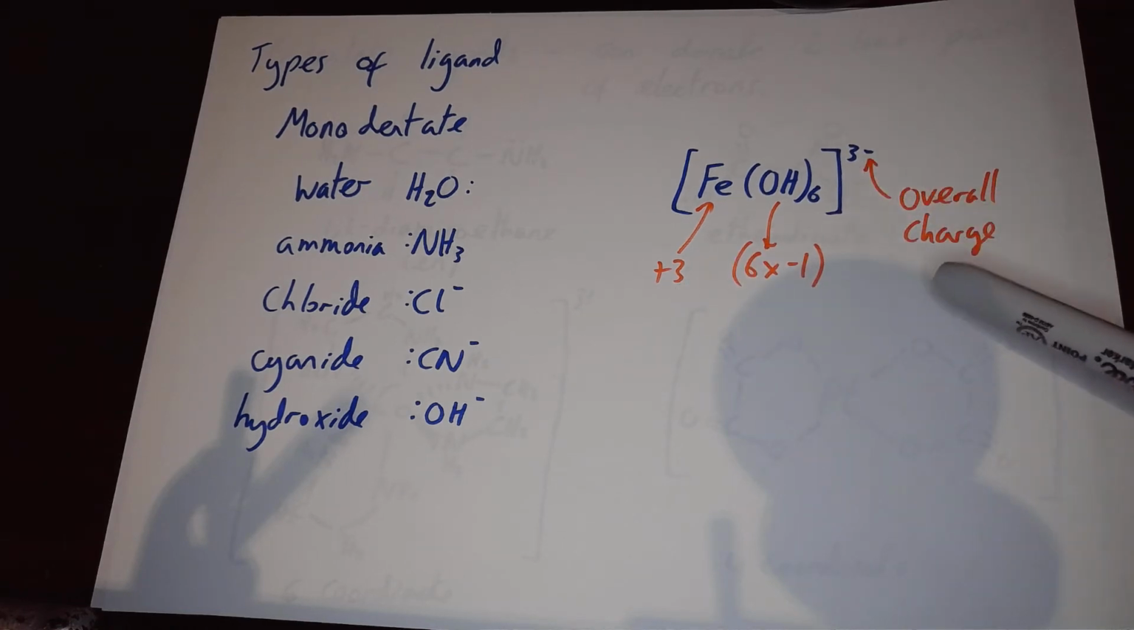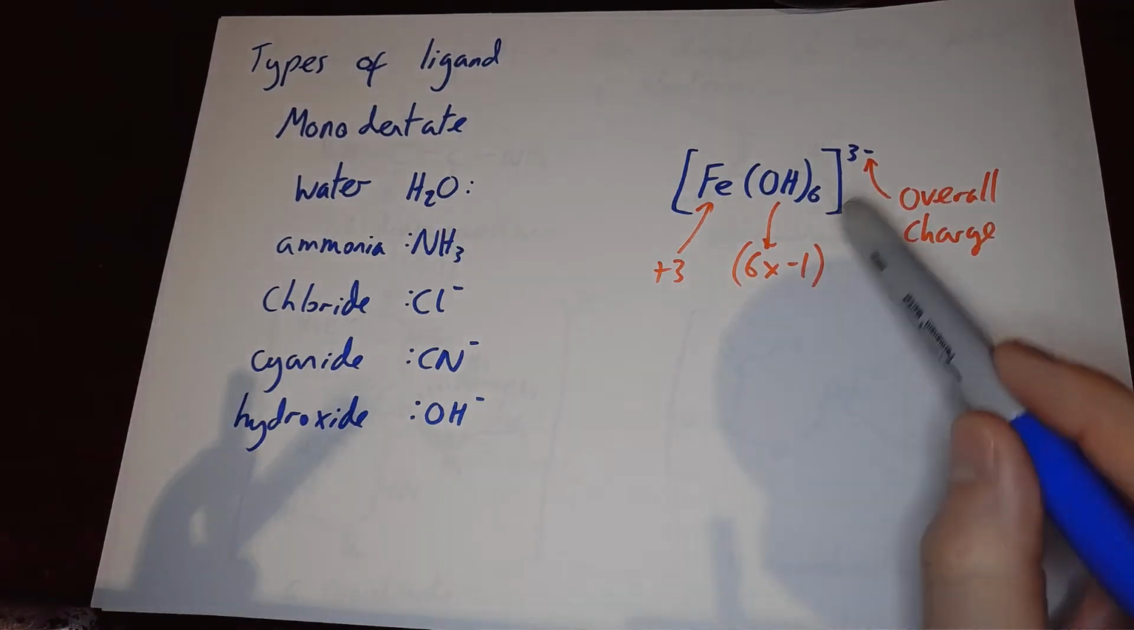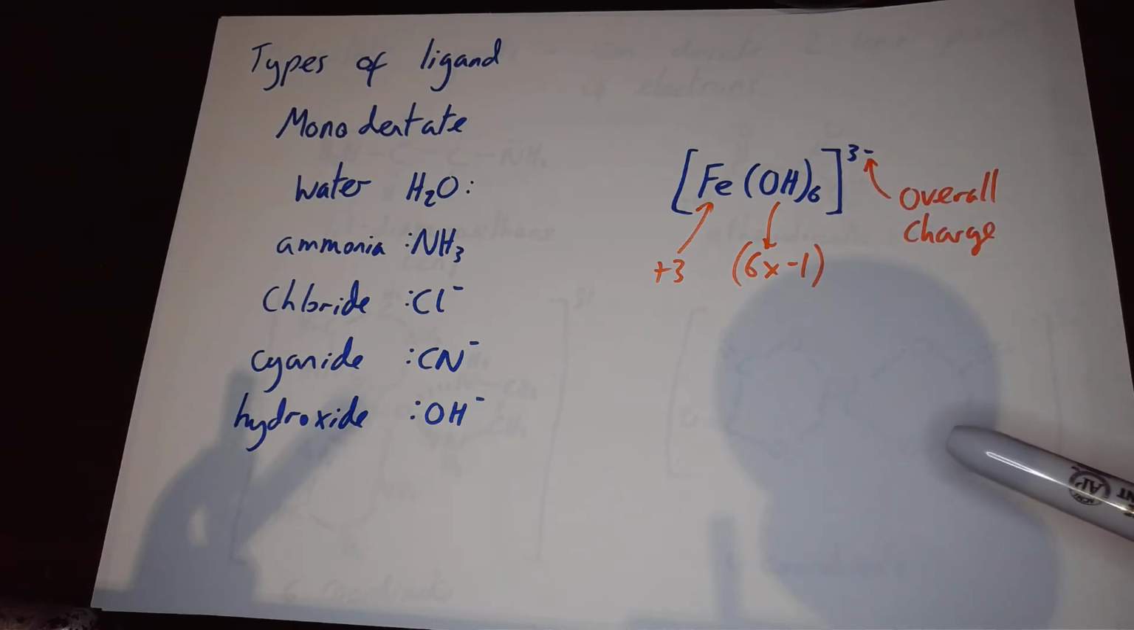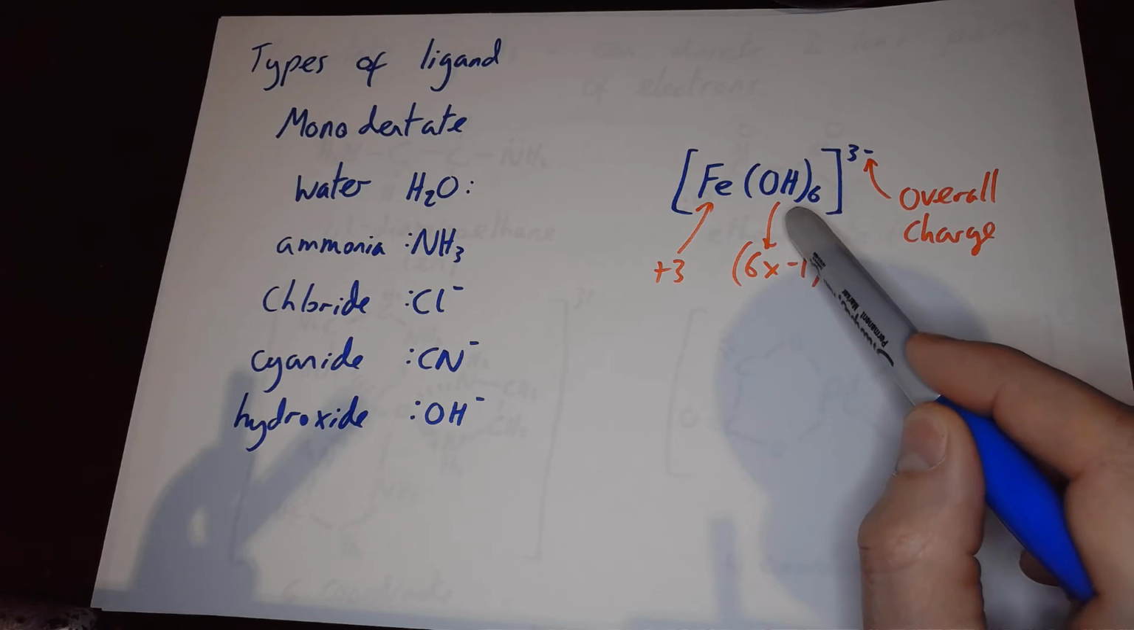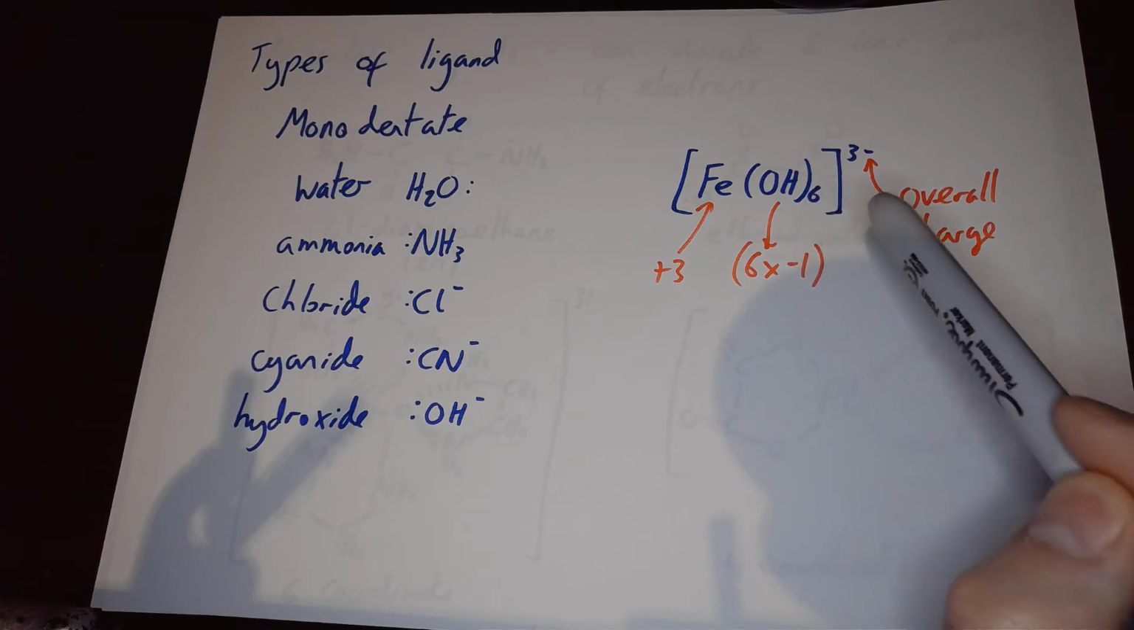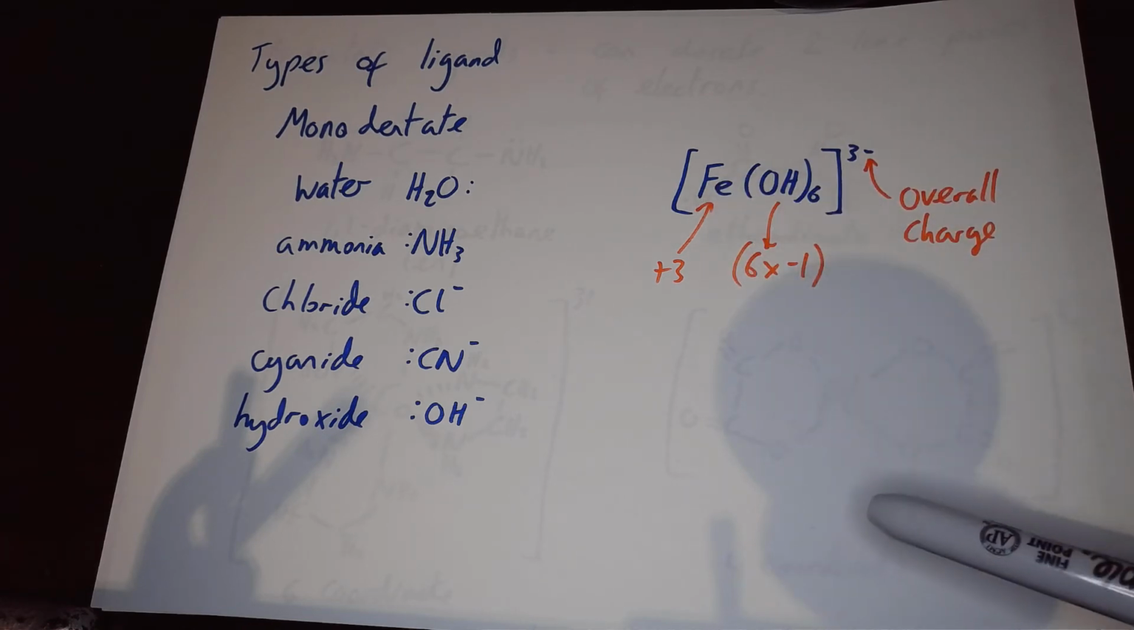In the previous example, water was neutral, so it doesn't affect the overall charge. But the overall charge of a complex ion has to take into account the charge of the individual ligands and the metal ion.